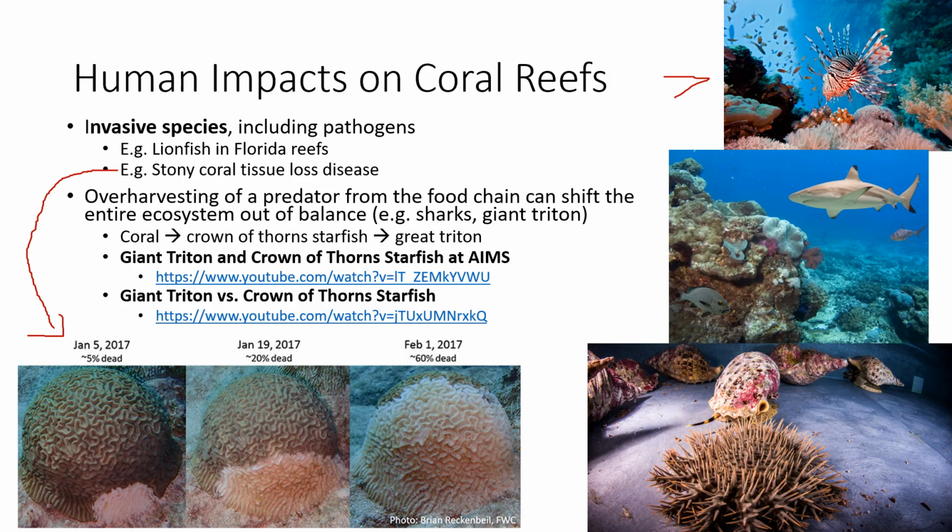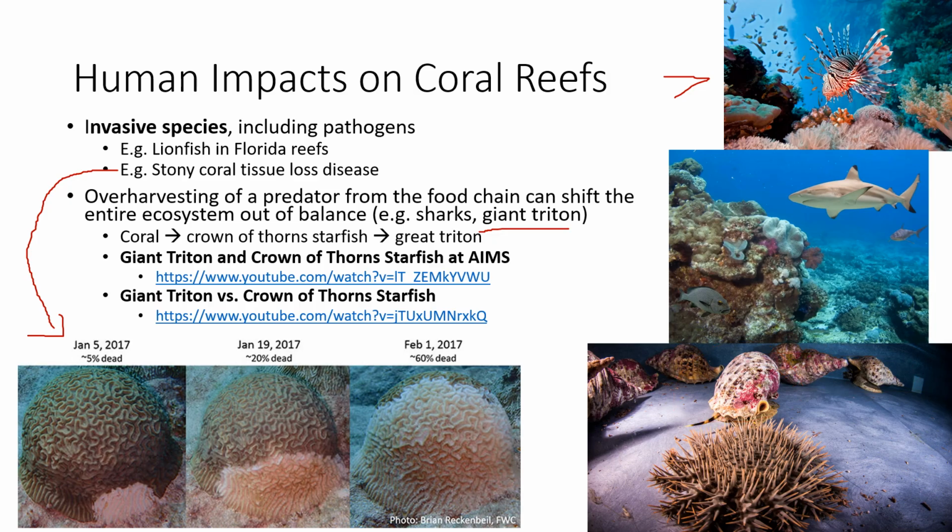We can remove those keystone species like sharks, and that can have a negative impact on the reef. If we remove, let's say, a great Triton, which is this sea snail down here, all the ones in the background that you see in this picture, they eat an organism called the crown of thorns starfish. The crown of thorns starfish in the Great Barrier Reef eats the corals of the Great Barrier Reef.